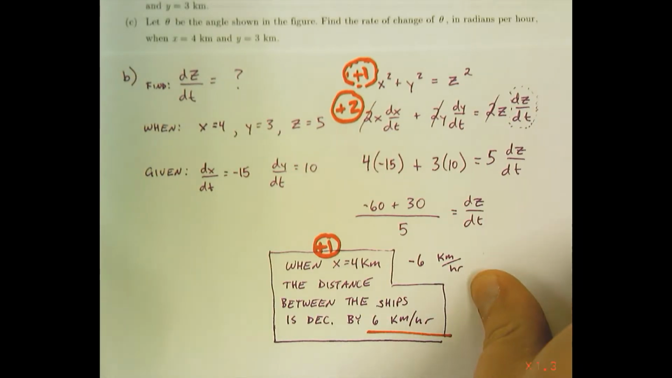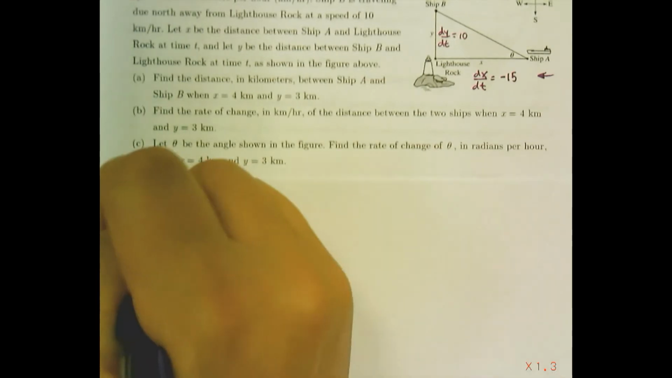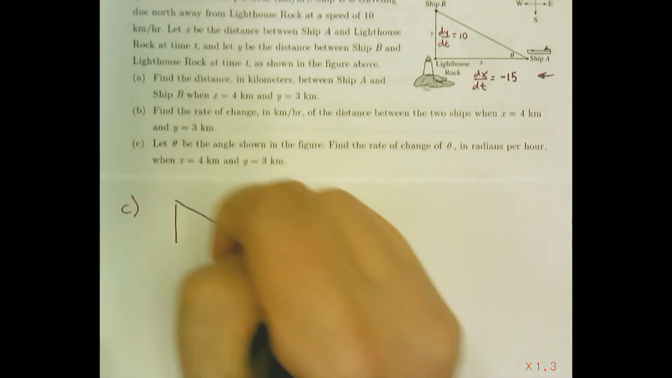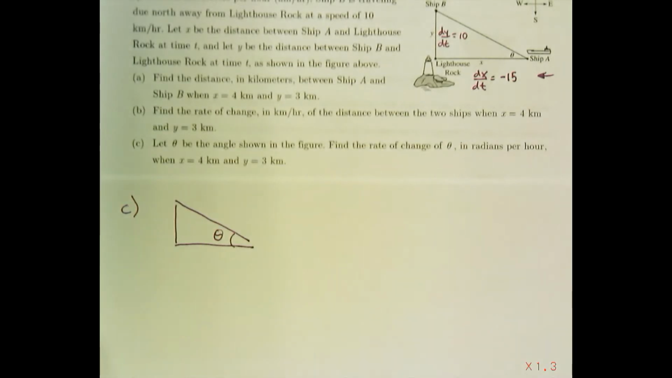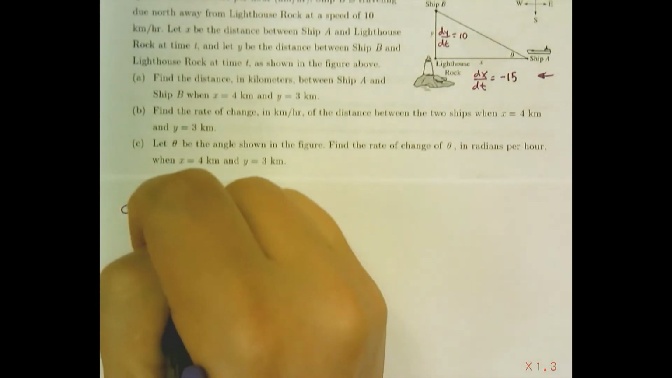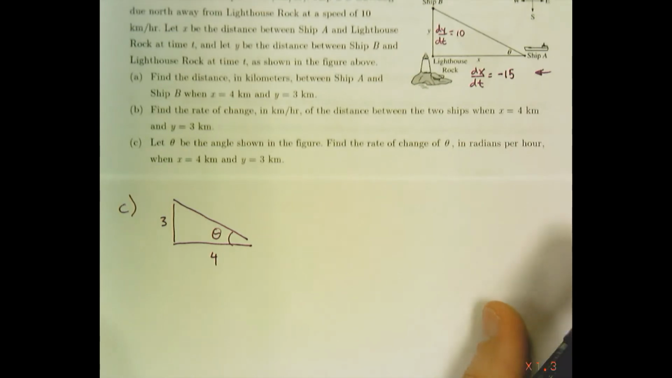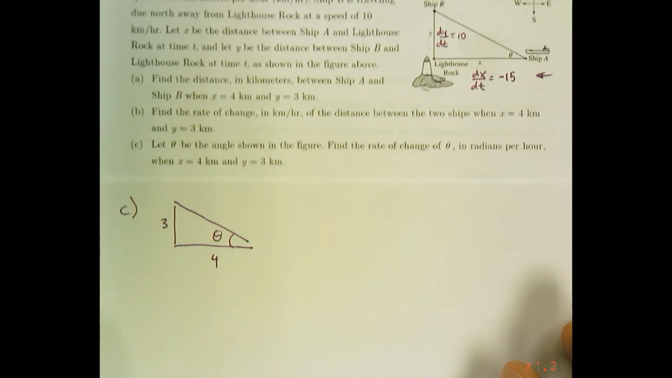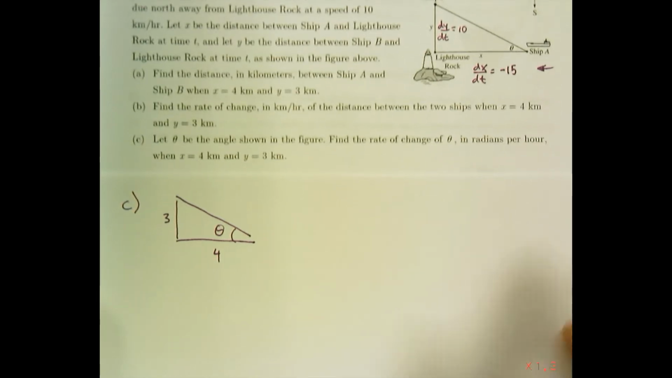All right, moving on to part C. Part C says, let theta be the angle shown in the figure. So in our diagram, we have theta being this angle, and this dimension, and this dimension. And they're asking us to find the rate of change of theta in radians per hour.